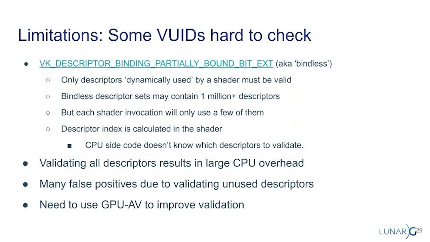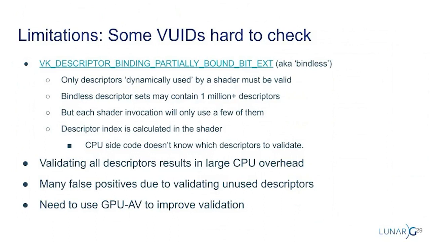Some VUIDs are hard to check, and yesterday there was quite a bit of talk about bindless. This is one part of validation where we have quite a bit of trouble, because of language in the spec about only dynamically used descriptors needing to be valid. So only descriptors that are actually used by the shader are required to be valid when you're using bindless features. And it's quite common for a bindless application to have 1 million descriptors in their descriptor set at a time, but only use 10 or 100 of them in a given shader or draw call.